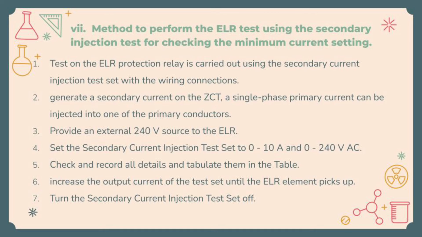Ensure that the CT's primary circuit is de-energized. Third, provide an external 240 volt source to the ELR. Set the secondary current injection test set to 0 to 10 ampere and 0 to 240 volt AC. Check and record all details of the relay under test as well as their operating parameters and tabulate them in the table. Gradually increase the output current of the test set until the ELR element picks up. Make a note of the pickup current reading I/O and record it in the table. Lastly, turn the secondary current injection test set off.